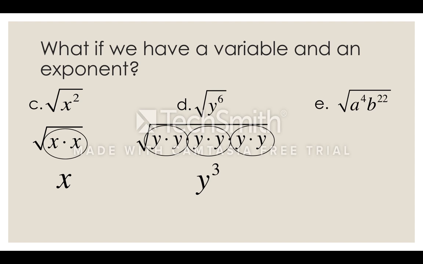We have the square root of a to the 4th times b to the 22nd. So let's first look at a. Its exponent is 4. So we're going to take 4 divided by 2, which is 2. So we have a squared. Now let's look at b. We have b to the 22nd. 22 divided by 2 is 11. So our answer is a squared times b to the 11th.